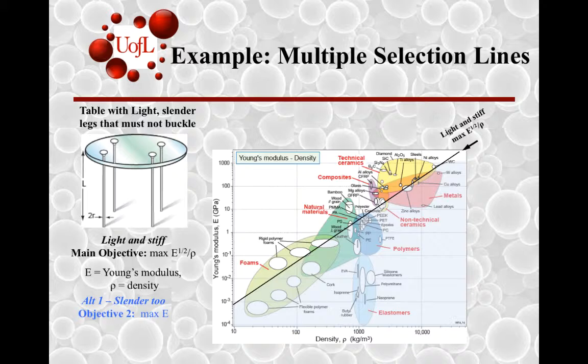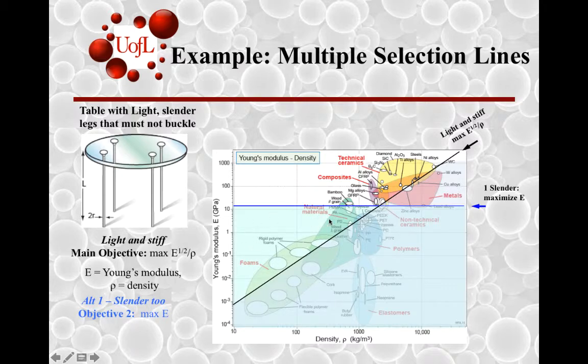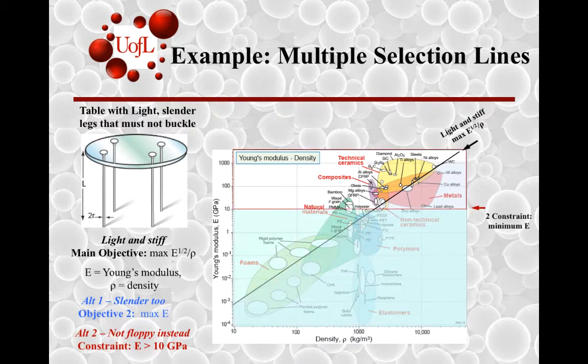Alternatively, you would have additional criteria as well. You want to maximize E so that you avoid buckling, and that eliminates these possibilities, so you have only these different options over here. Ceramic legs. You could also say that it should have a minimum modulus of 10 gigapascals. That's another way to get rid of additional possibilities and just look at options over here. So fiber reinforced plastics end up becoming extremely good options for light and stiff materials for table legs.